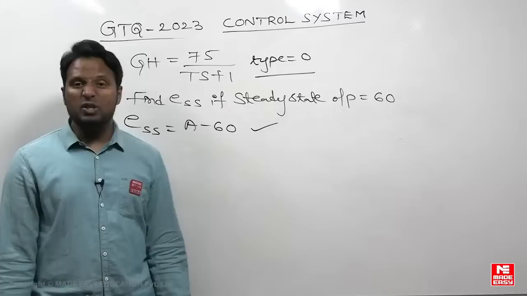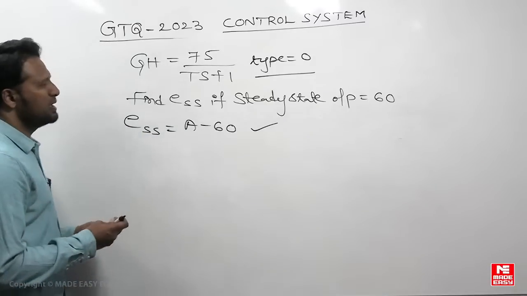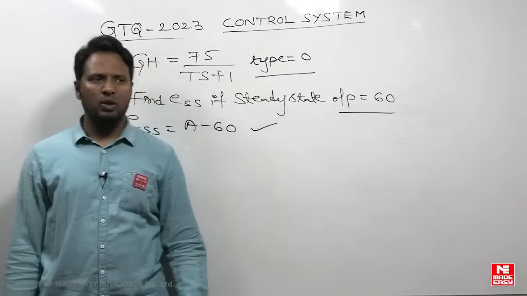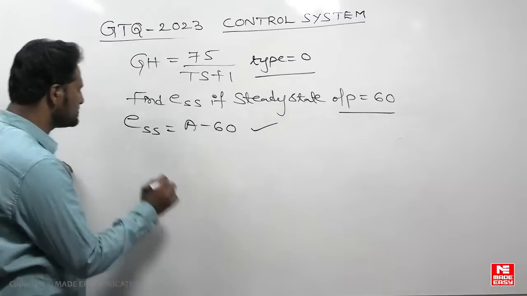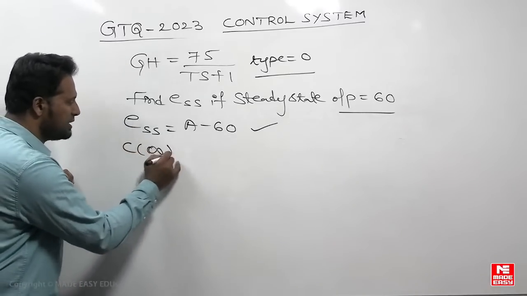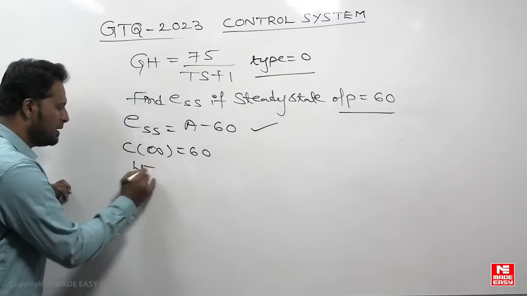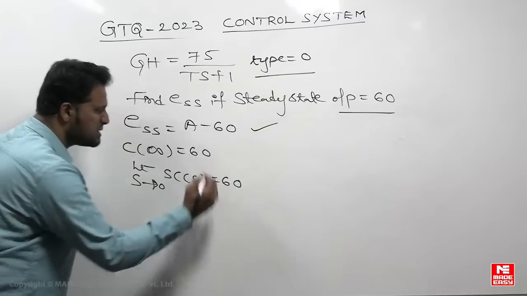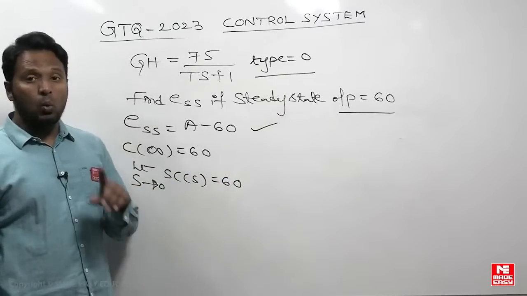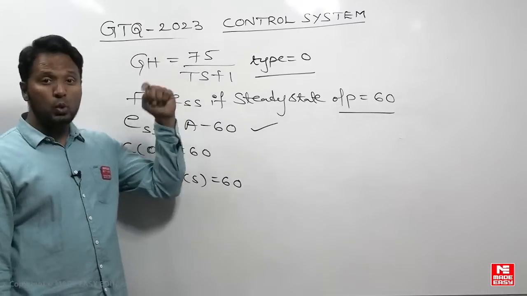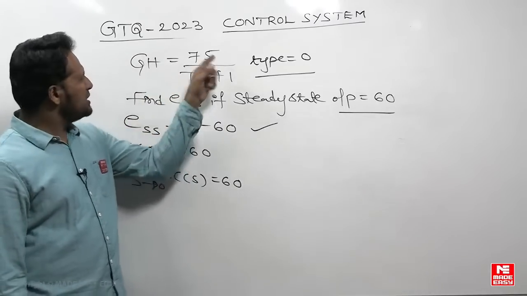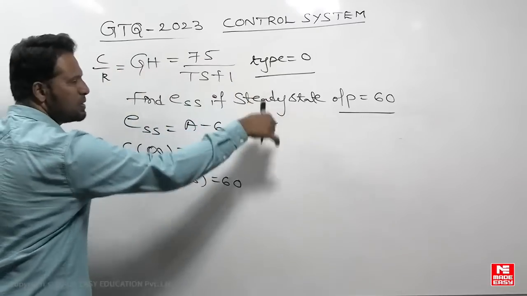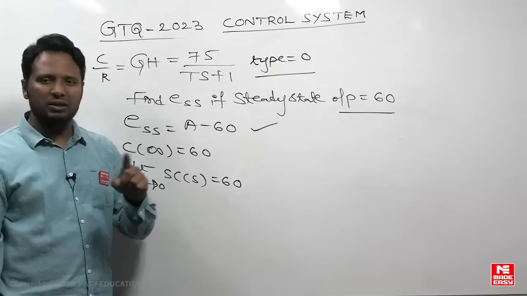That's all. Sir, how to find the input amplitude? Please pay attention. Final value of the response is 60. So why won't you use the final value theorem? C of infinity is 60, limit s tends to 0, S into C of S is 60. What is C of S? Don't make the mistake now. अब जो है ना लोग इसको C by R मान लेंगे और C will be transfer function multiplied by the input मान लेंगे. ये गलत है.